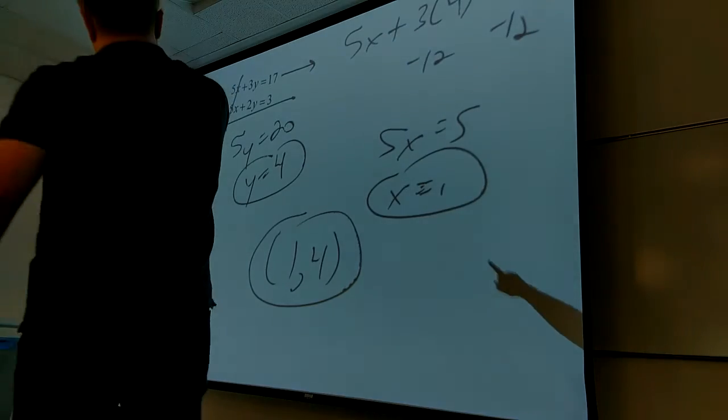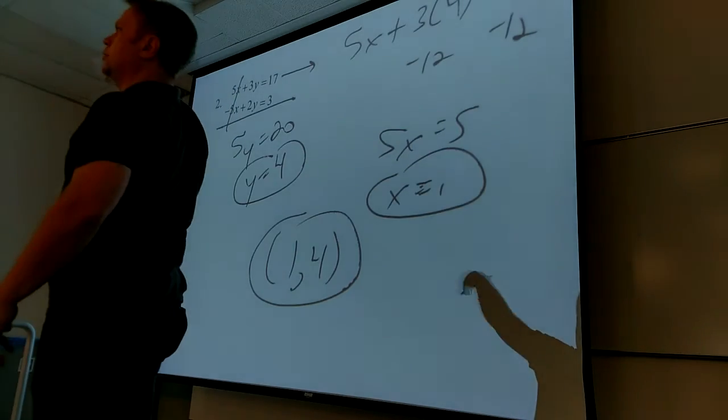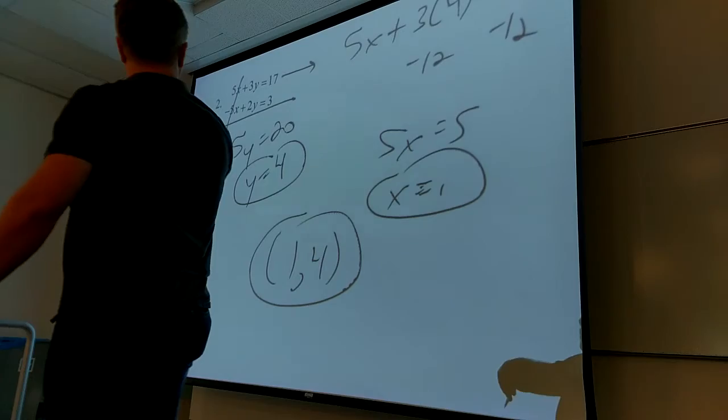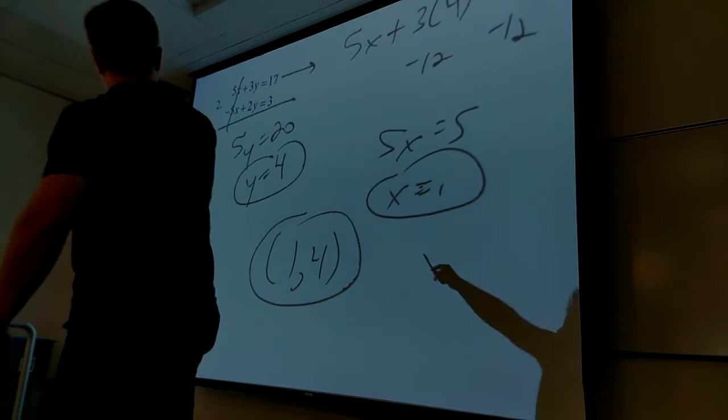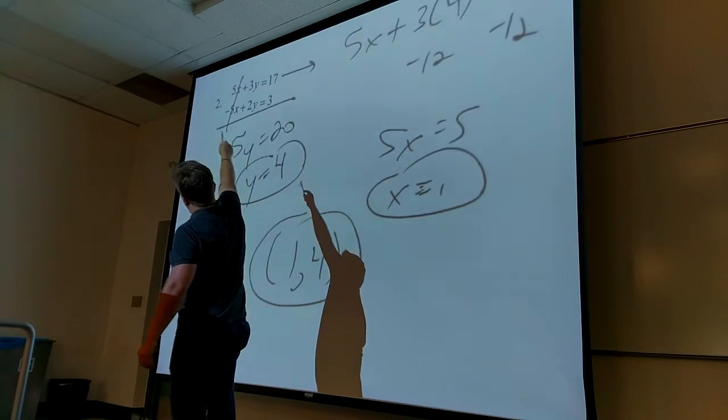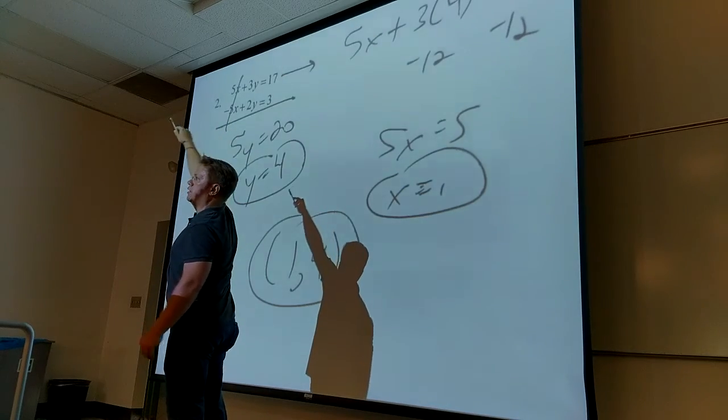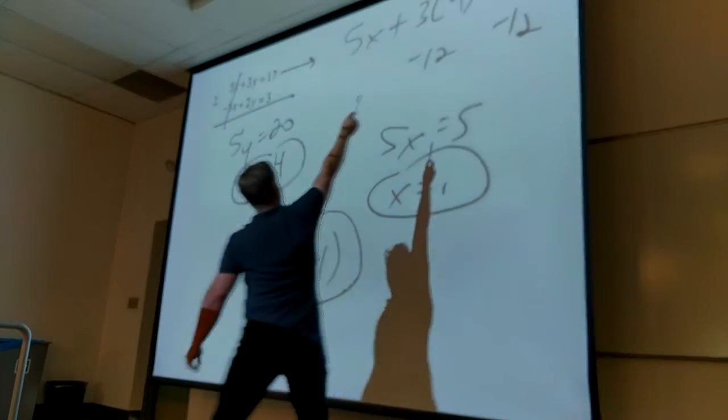Because 5y equals 20, so divide by 5. I mean, once you do it, then you just solve. If y is 4, I can plug that value back into either one and solve for x. So I plugged 4 into the first one.